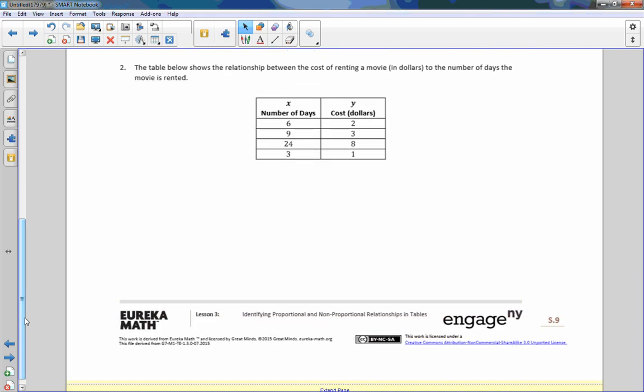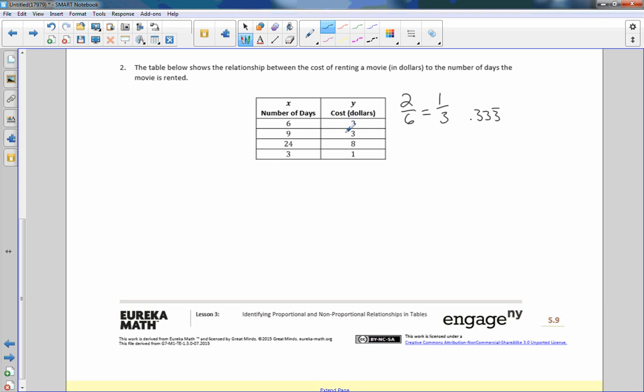Number two, the table below shows the relationship between the cost of renting a movie in dollars to the number of days the movie is rented. So again, we're going to take the y and divide it by x. So 2 divided by 6 equals 1/3, or 0.3 repeating.